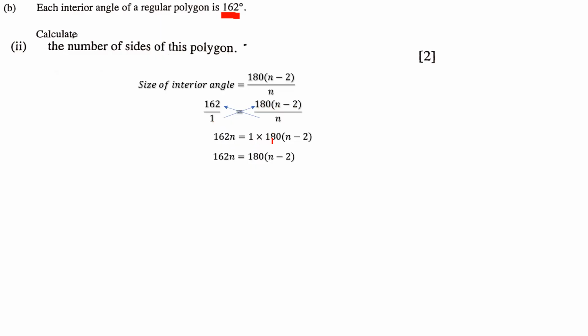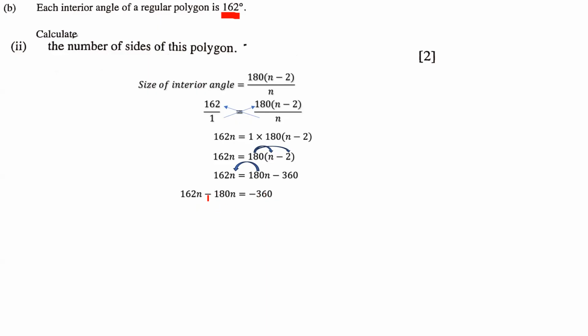1 times 180 n minus 2 is going to be 180 n minus 2. What I'm going to do is distribute 180 times n, 180 times 2. So we are left with 180 times n minus 180 times 2, which is 360. At this point, I can send the 180n over the equal sign. That's what I'm going to do. And so we are left with 162n minus 180n is equal to negative 360.